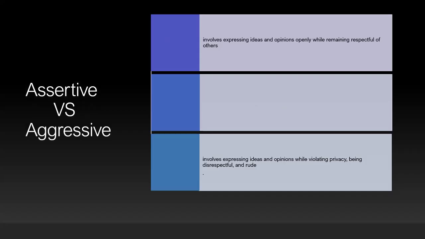Now, these two just look at assertive versus aggressive. And like I said, they're pretty much the opposite. Assertive involves expressing ideas and opinions openly while remaining respectful to others. Aggressive involves expressing ideas and opinions while violating their privacy, being disrespectful and rude.